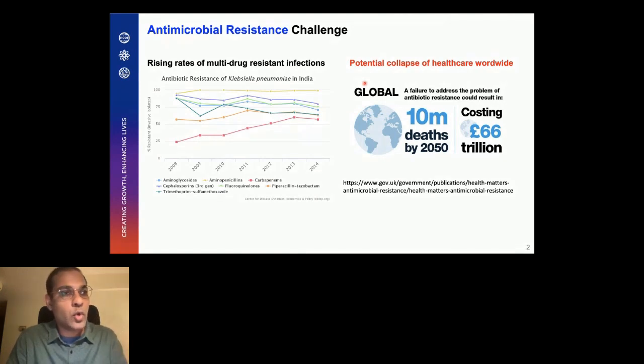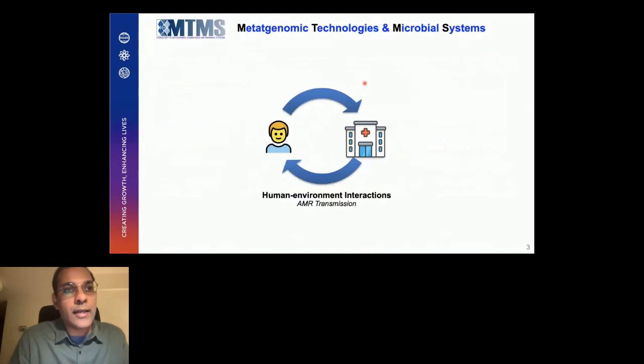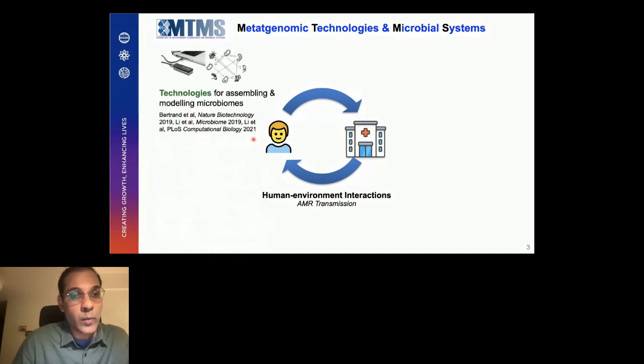Now, my lab at the Genome Institute of Singapore in A-Star is the Laboratory of Metagenomic Technologies and Microbial Systems. And more specifically, we are interested in developing technologies to understand human environment interactions, particularly in the context of antimicrobial resistance transmission between these two sources. And for this, we think we need new technologies for both assembling microbial communities and understanding their constituents, but also in terms of modeling how the community is assembled and how the constituents of the community interact with each other.